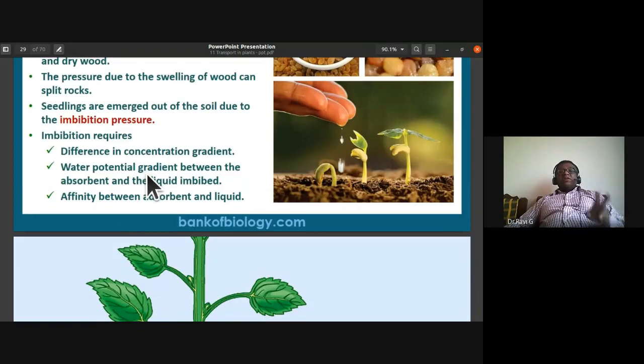Imbibition requires a difference in concentration gradient, a water potential gradient, between the absorbent and the liquid imbibed. That water potential difference should be there for imbibition. The affinity between the adsorbent and the liquid, that closeness or similarity between them, should also be there, as it facilitates imbibition. So these are the parameters required for imbibition to occur: a difference in water potential, and affinity between the adsorbent and the liquid.